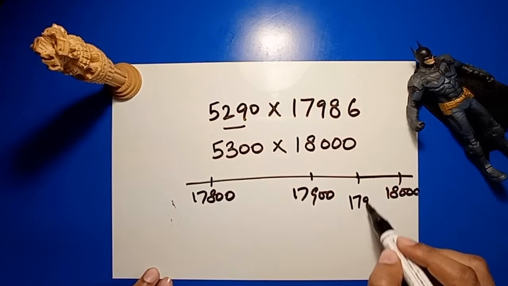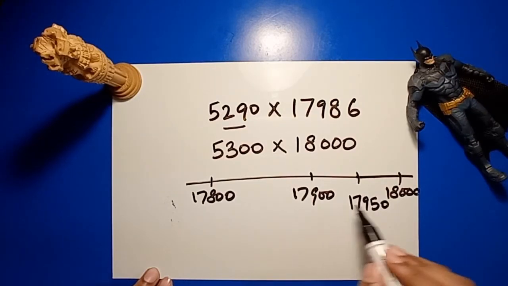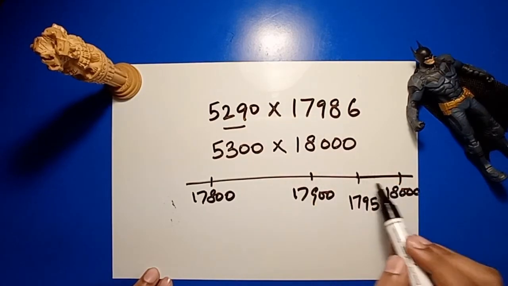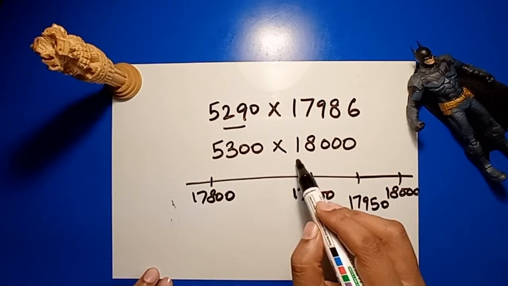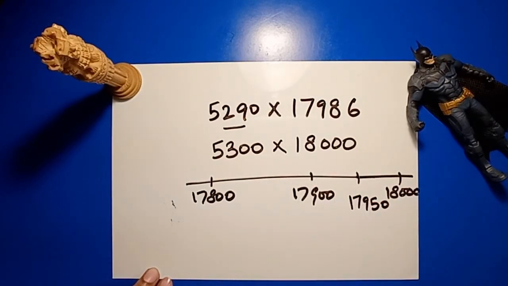17,950 is the middle point. And where is this number? In this part. That's why we rounded it to 18,000.